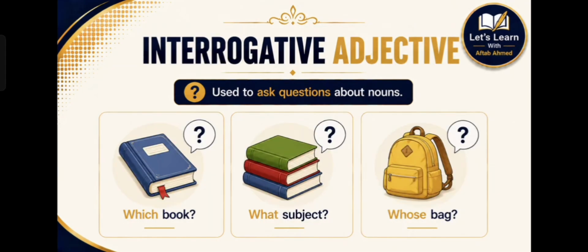Next, we have interrogative adjectives. It is a type of adjective which is used to ask questions about nouns. Examples are which book, what subject, whose bag. These words seek information about a specific noun. Remember, when which, what, or whose are used before a noun, they function as interrogative adjectives.